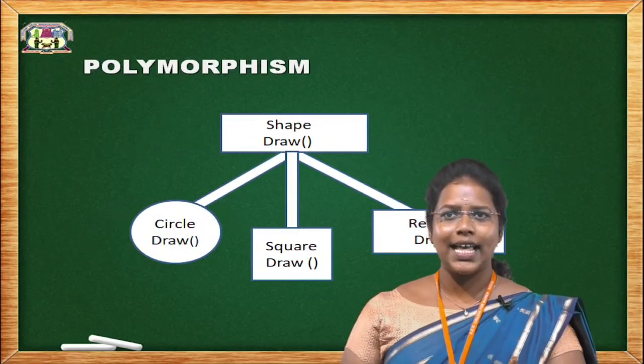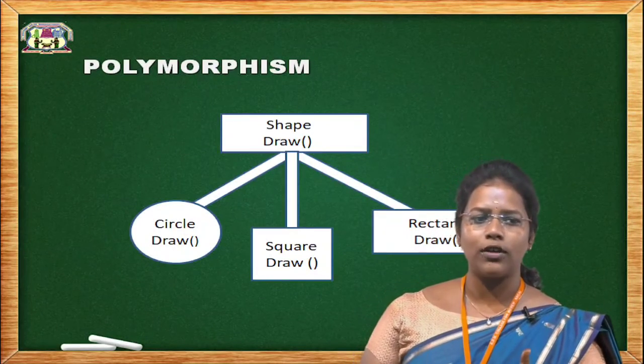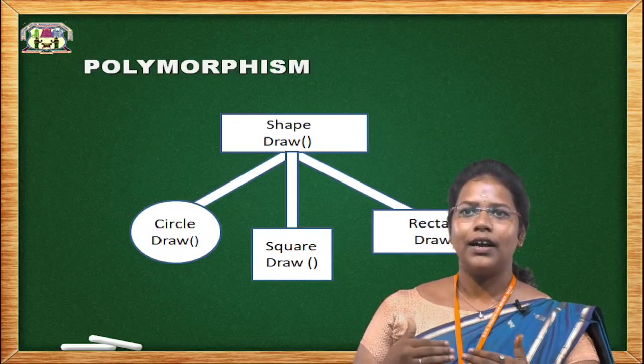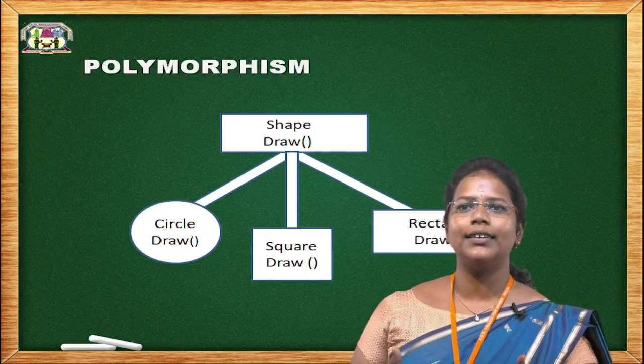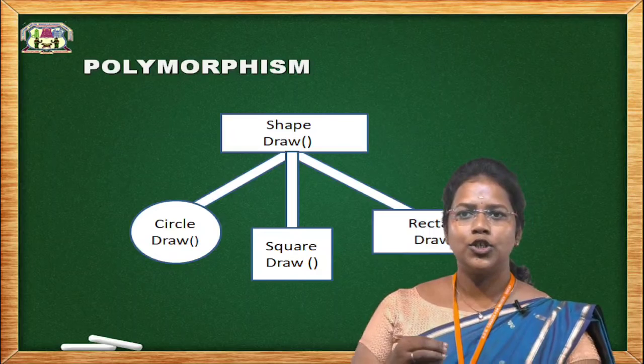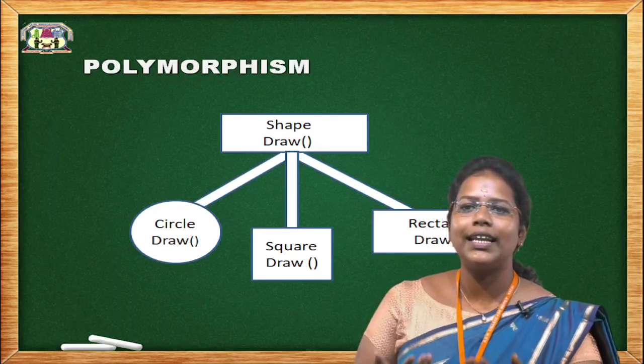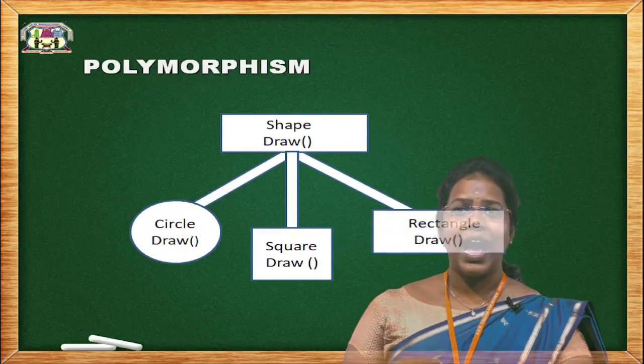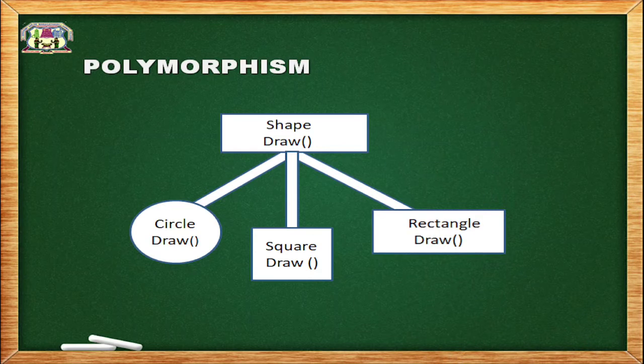For another example, we have a graphical object known as shape. It consists of a method called draw. We have another object known as circle. To draw a circle, we also need a method called draw. Similarly, we have another graphical object known as square. For a square, we also need a method called draw. And similarly for a rectangle, we also need a draw method.